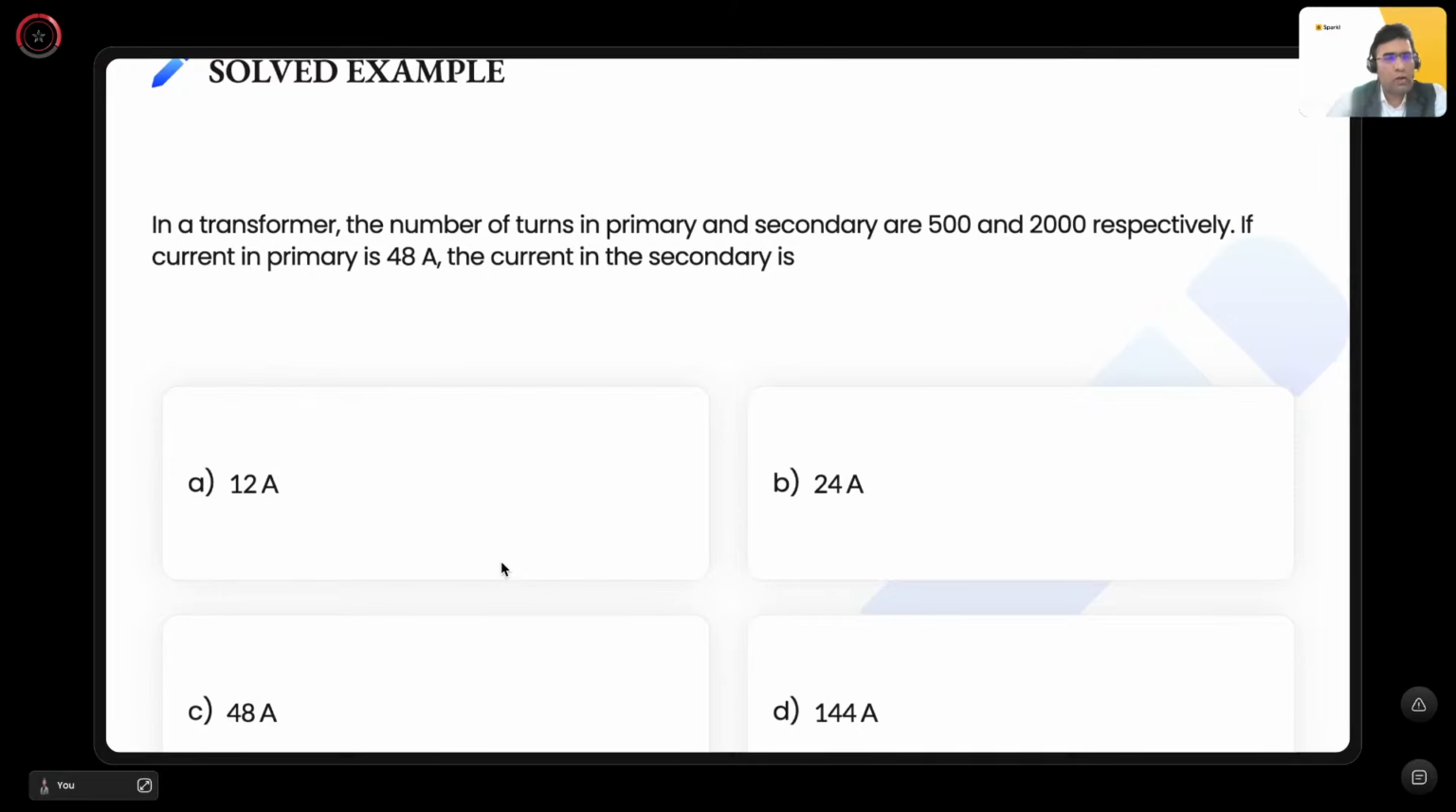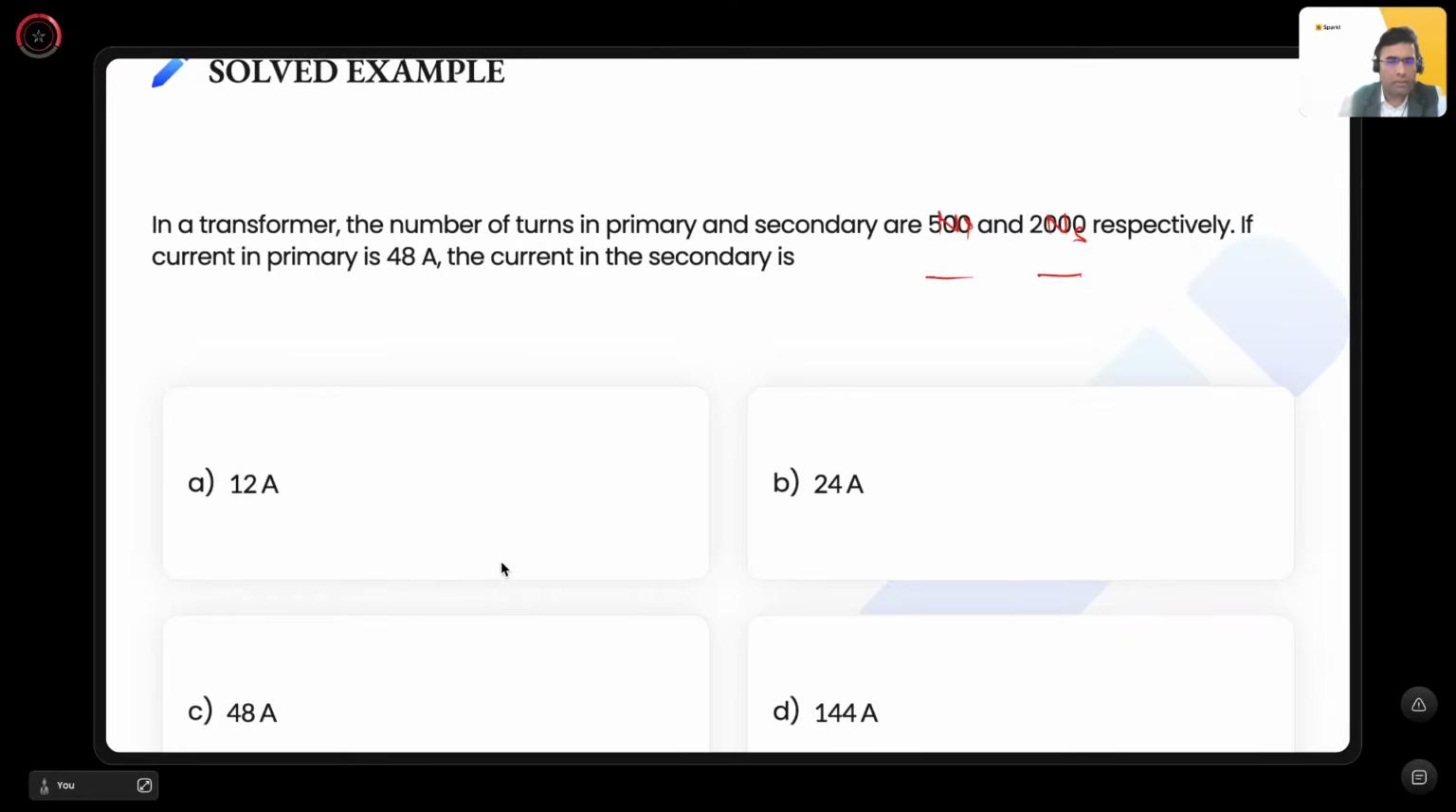Transformer. Again, transformer is a very important topic for your NEET 2026 re-exam. You will surely get a question related to transformers. So in a transformer, the number of turns in primary and secondary are 500 and 2000. So this is my NP, this is my NS. Whenever some data is given, try to write what is given in variable form. This will help you recall the formula and build your confidence.